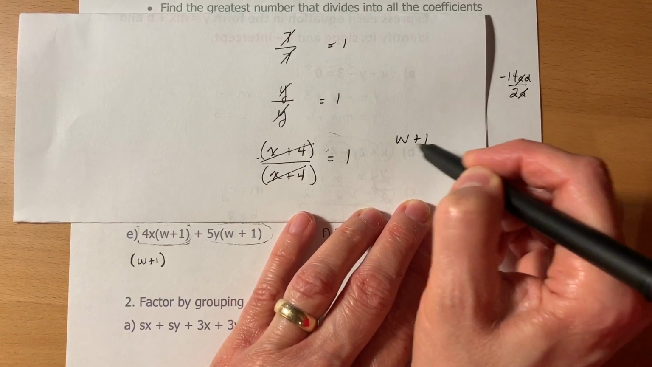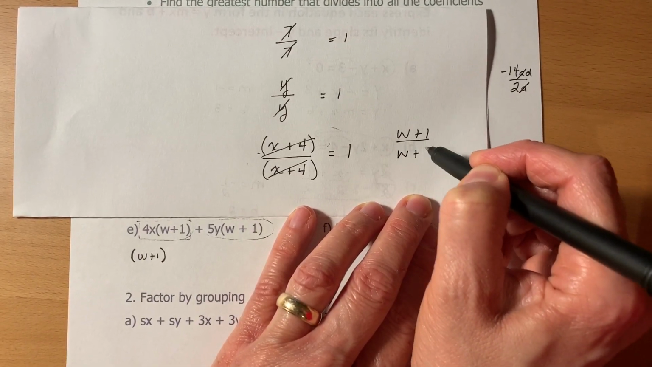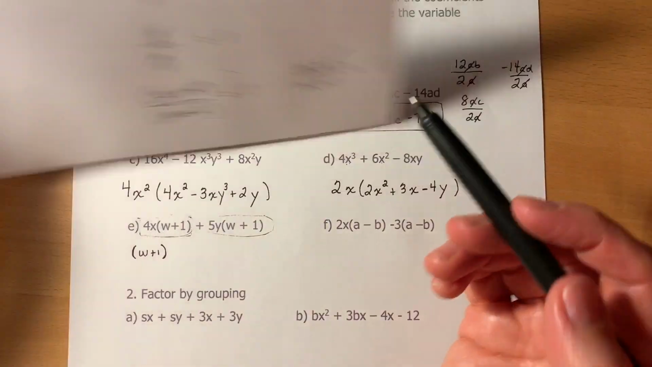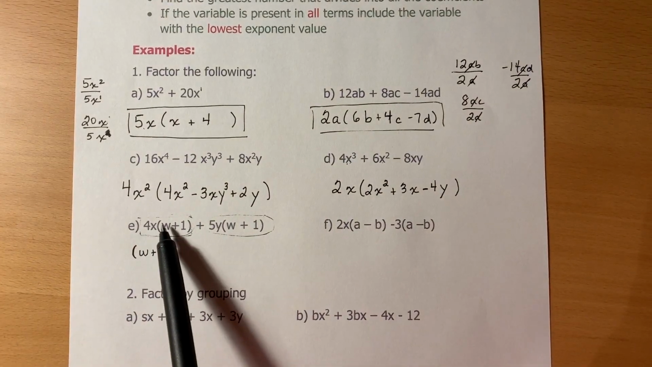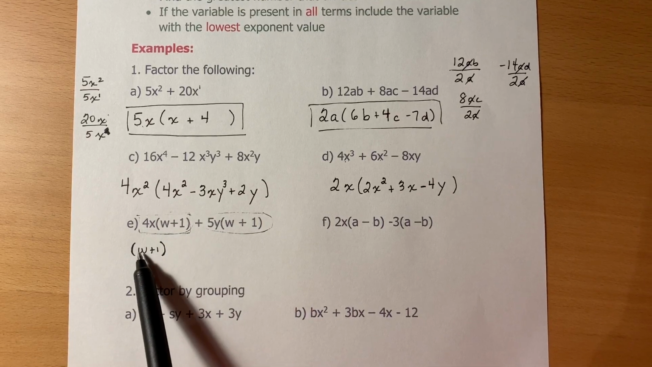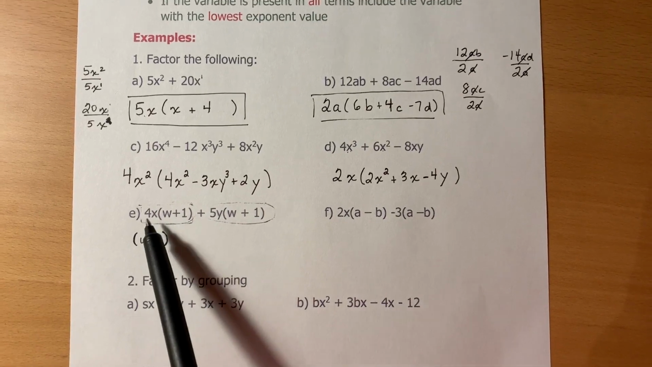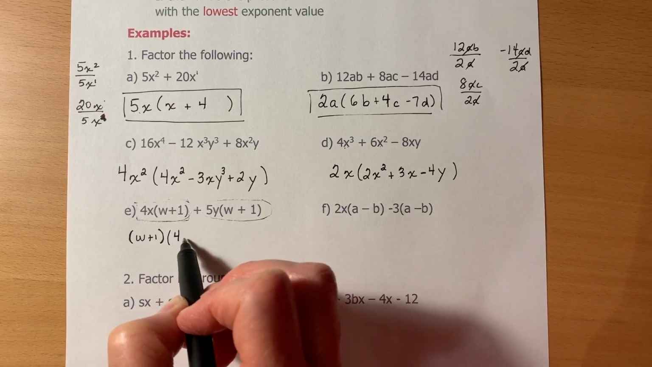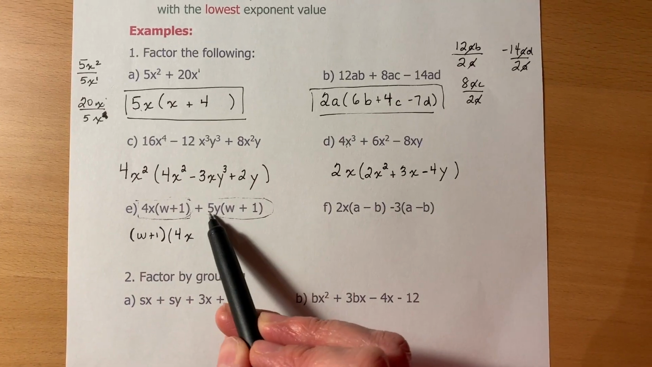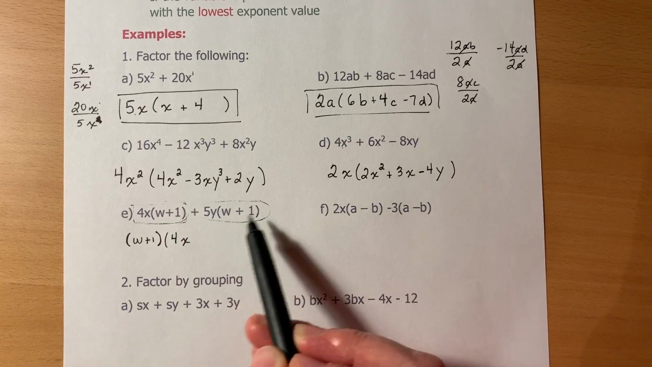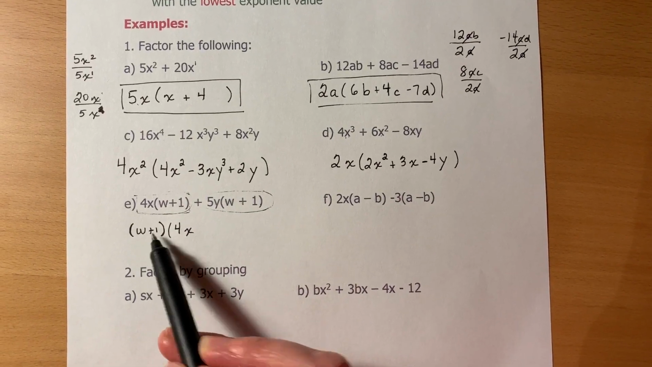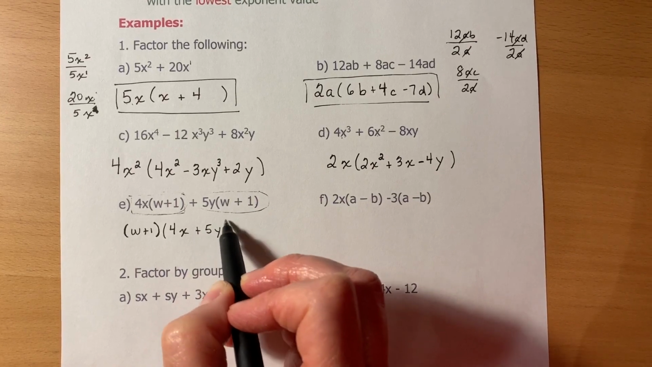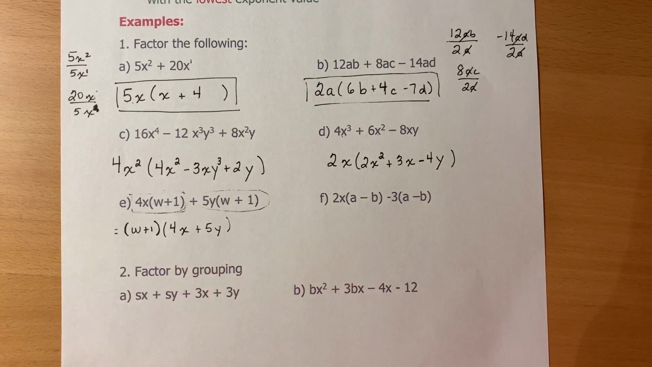w plus 1 divided by w plus 1 is still equal to 1. They cross out. So here, when I take 4x, w plus 1, and divide it by w plus 1, I'm going to just be left with the 4x. And then here, I take 5y, w plus 1, divided by w plus 1, and I'm left with the 5y. And now I am finished.